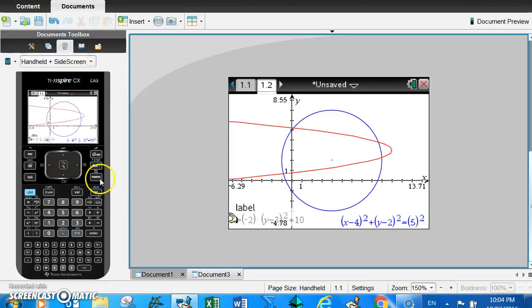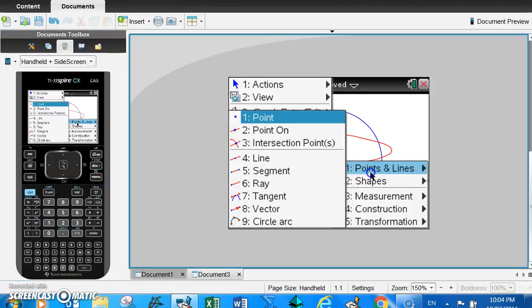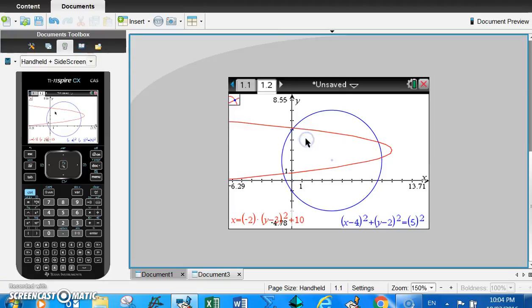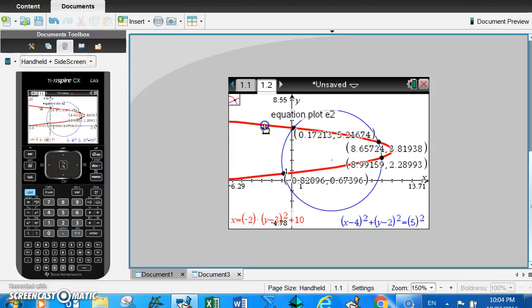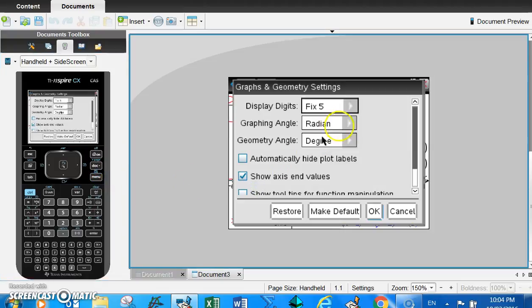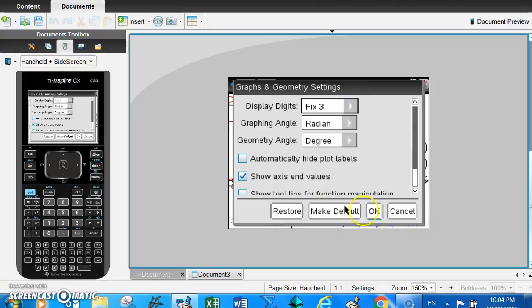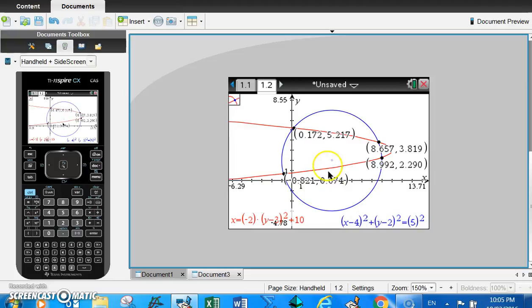So we just go to Menu, Geometry, Points and Lines, Intersection Points, and then just touch on each of the graphs, and there are the coordinates. Now there's quite a few decimal places here, so we may wish to reduce that. Back to Menu, Settings, Fix 3, should be enough. OK, we have 3 decimal places being displayed.